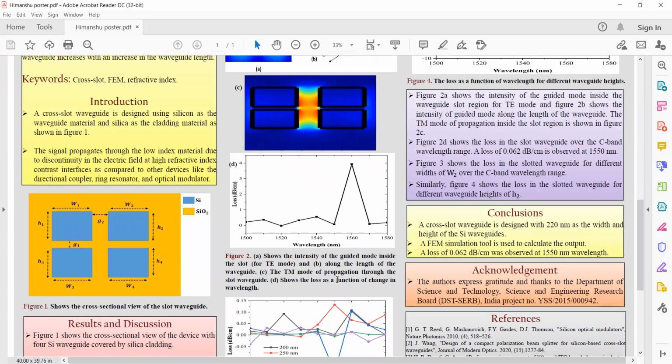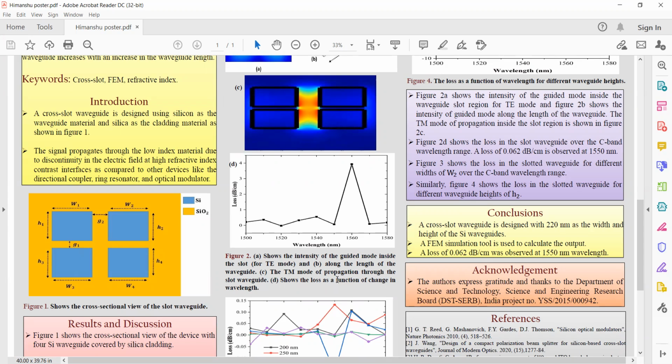Now coming to figure 1, figure 1 shows the cross-sectional view of the slotted region, or we can say the cross-sectional view of the slot waveguide, where the blue part indicates the silicon waveguide, which is covered by the yellow part, which is the cladding and which is made up of silica layer.